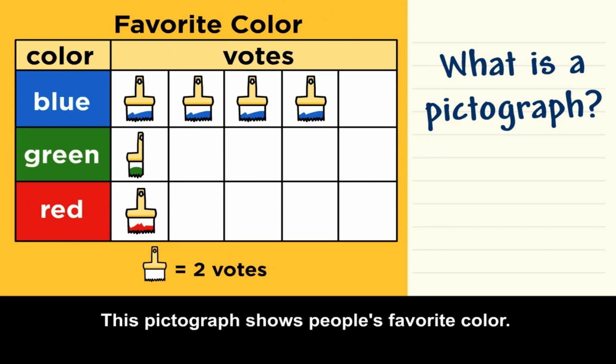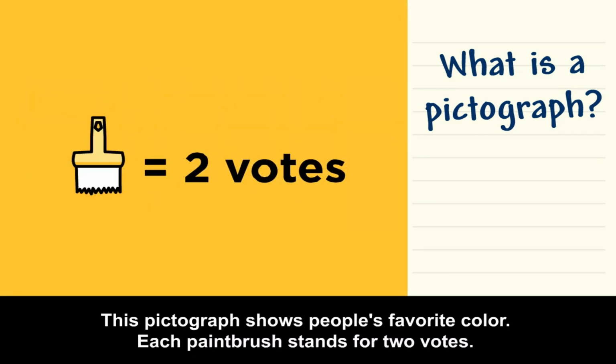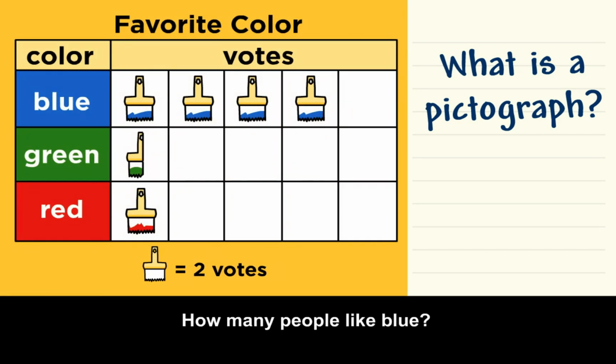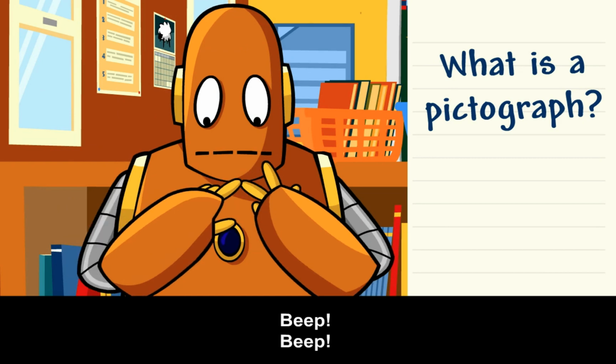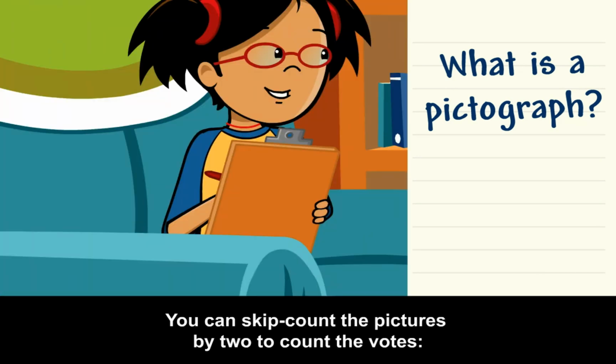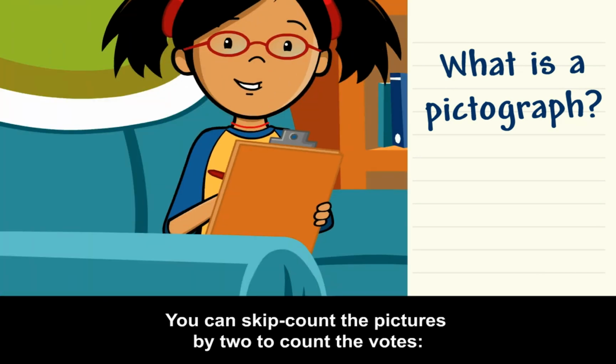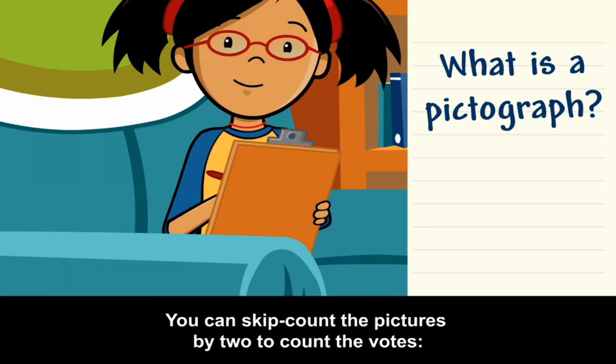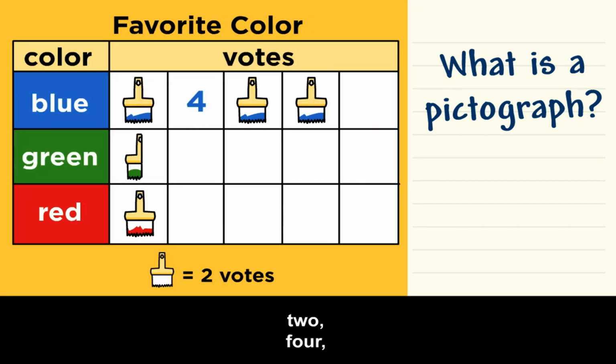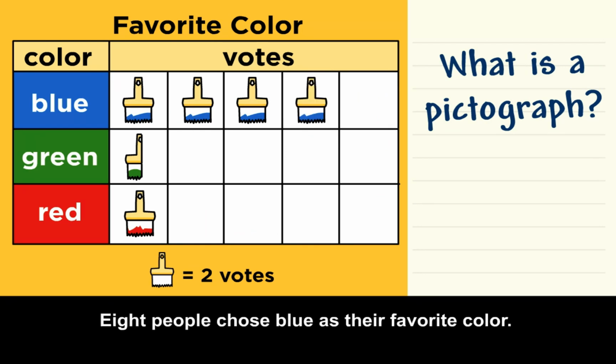This pictograph shows people's favorite color. Each paintbrush stands for 2 votes. How many people like blue? You can skip count the pictures by 2 to count the votes. 2, 4, 6, 8. 8 people chose blue as their favorite color.